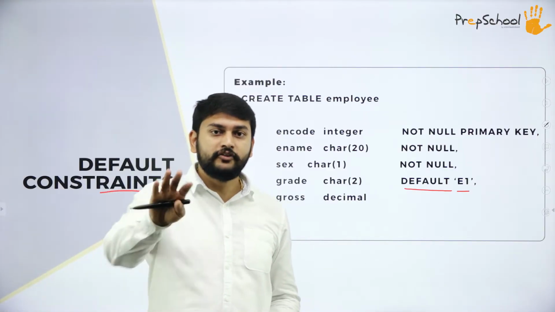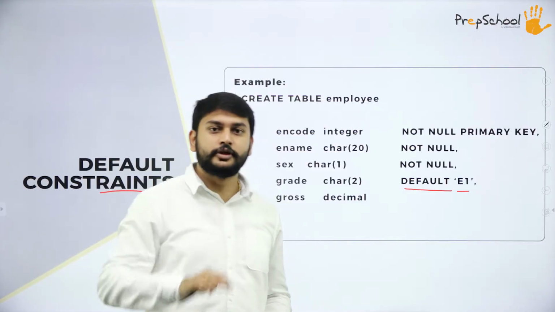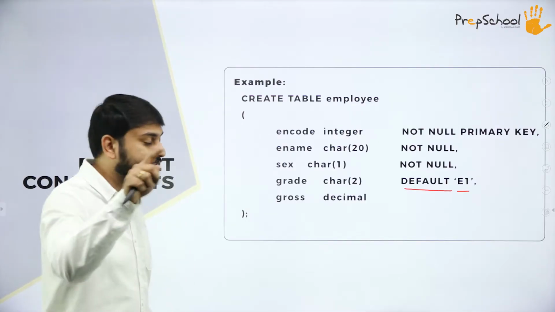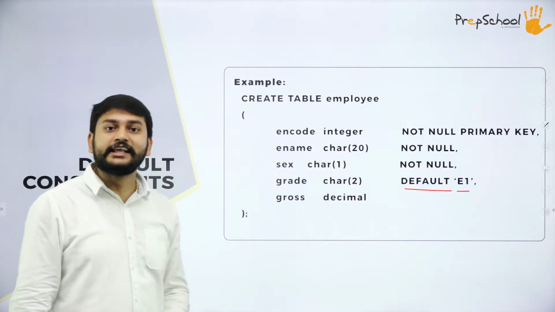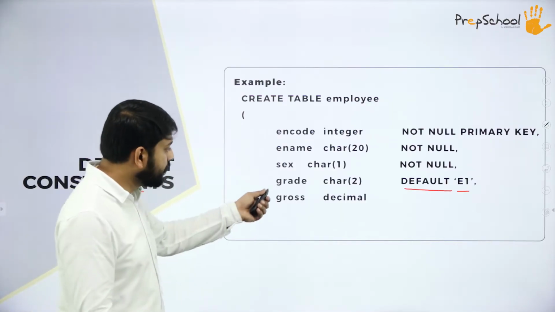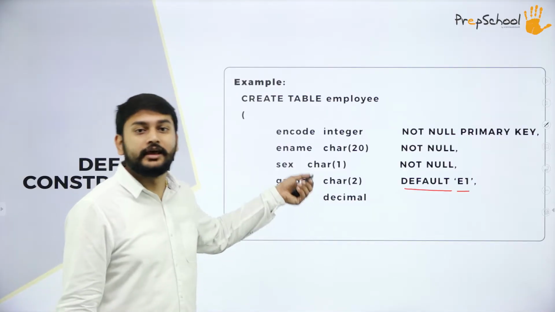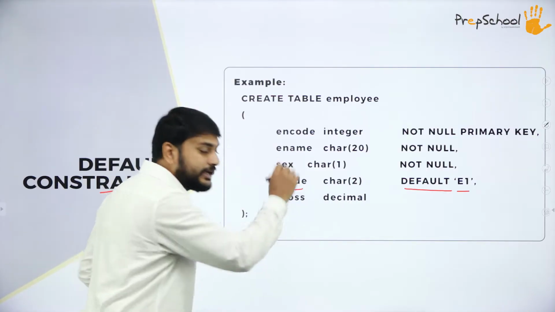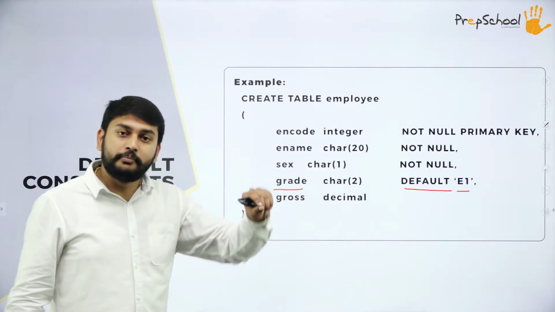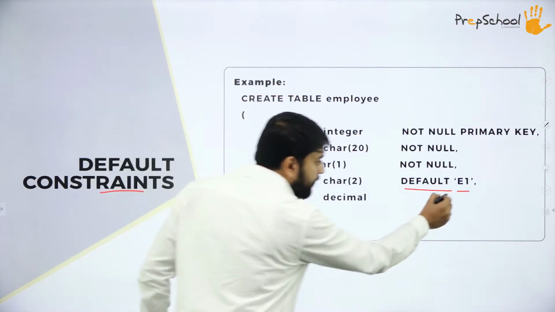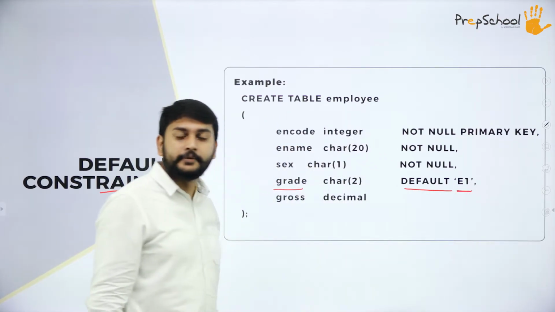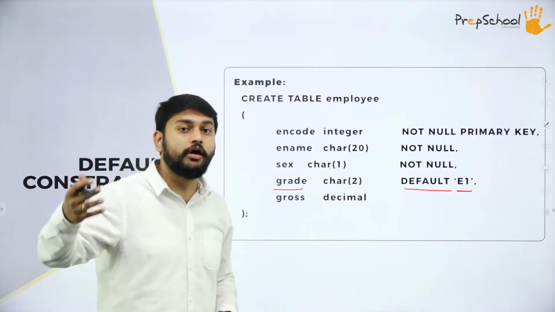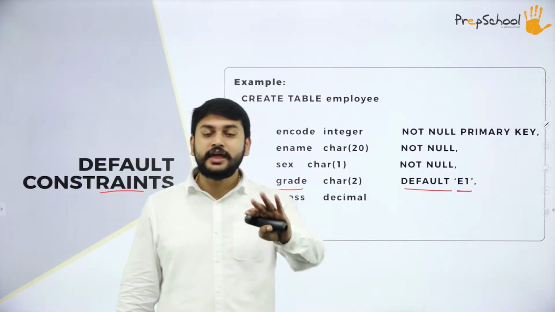No. By default, the value of the student marks should be 5. How do I do that? For that, I have something called default constraint. Look here, I have a column called grade. For each and every student which I create, the minimum grade should be by default E1. It can change, but as soon as I create the student record, by default it will be E1.